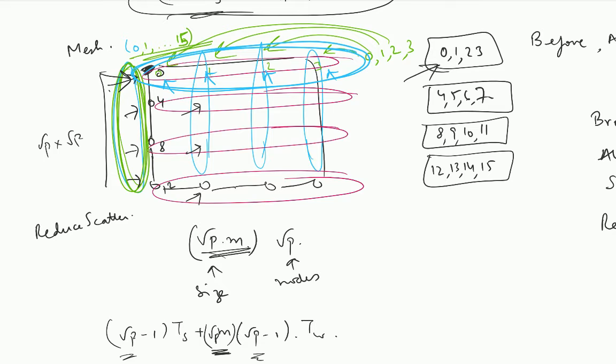So essentially I'm doing a reduce scatter again, right? I do a reduce scatter and eventually I get summation of 0 on node 0, 1 on 1, 2 on 2, 3 on 3. And similarly for all the rows, right? The other rows also do the same. Clear? So that's the mesh algorithm.